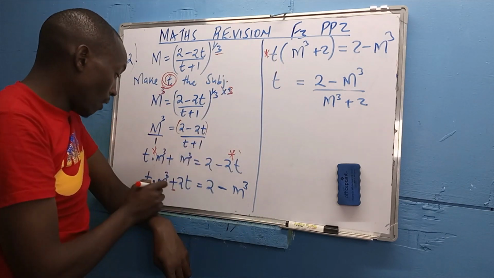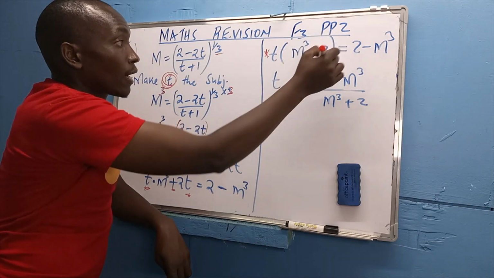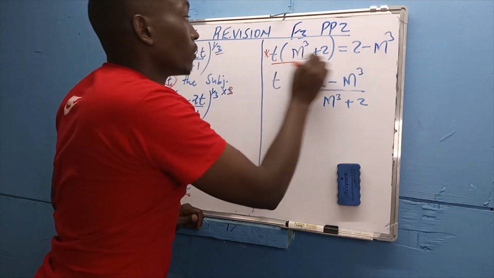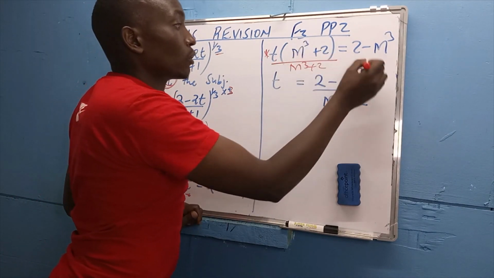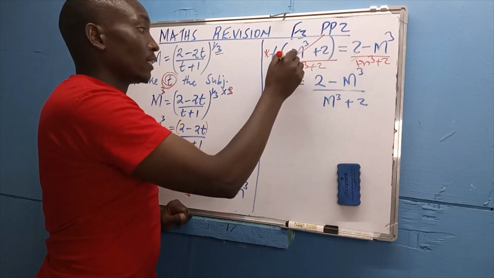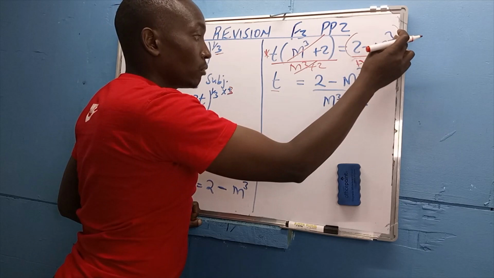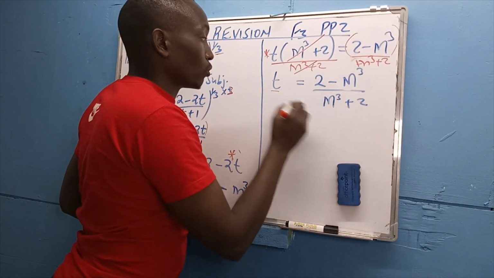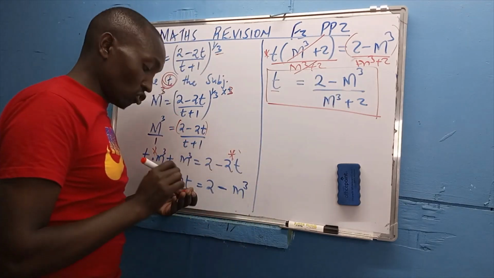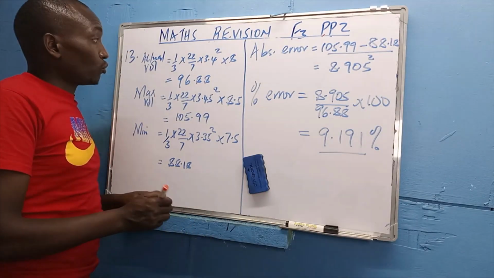So having done that, now I can factor out t. I can factor it out. So t is now outside. I have a factor here, m cubed plus 2. So with that, I can now decide to divide by this factor, m cubed plus 2. And then I divide this side with m cubed plus 2. So having done that, the whole of this will cancel. So t will be equivalent to 2 minus m cubed all over m cubed plus 2. So I've expressed t in terms of m as the question asks there. That is number 12.